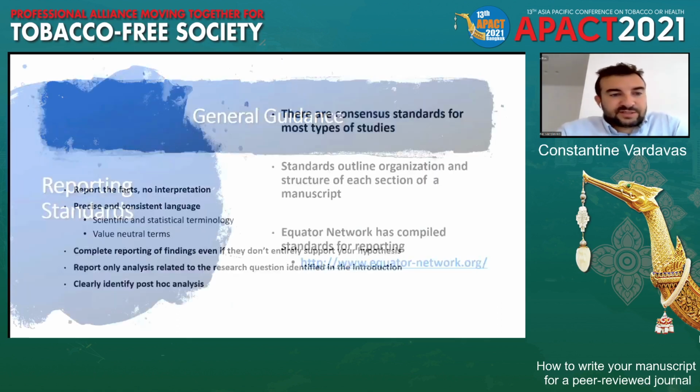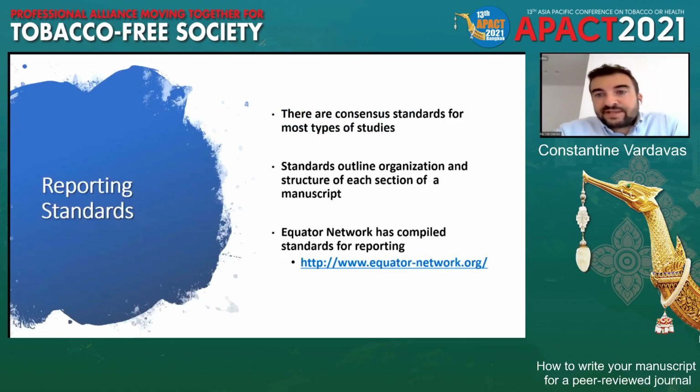So this is very important, and this is also something I'd recommend for further reading. There are specific standards for writing types of studies. These reporting standards help organize the outline and structure of each section of a manuscript. For instance, the Equator Network has standards for reporting. You can use this URL, www.equatornetwork.org. This site will be very helpful, because it has a good number of approaches that you could use when you're writing not only the methods or the results section, but the entire manuscript.